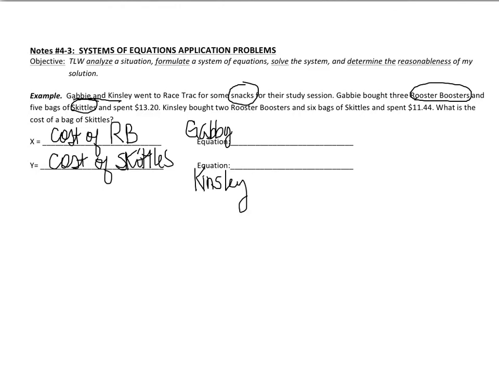Alright, so let's look at Gabby. Gabby bought 3 Rooster Boosters, so Rooster Boosters is X, so we're going to say 3X. And then she bought 5 bags of Skittles, so plus 5Y. And she spent $13.20. That's my total. So that's going to be my equation: 3X plus 5Y equals $13.20. Now you want to make sure that you have your variables assigned, because if I don't have my variables assigned, then I don't really know what X and Y stand for.